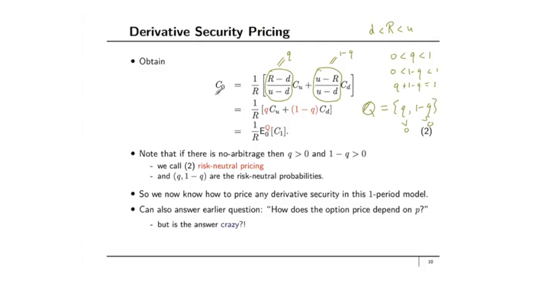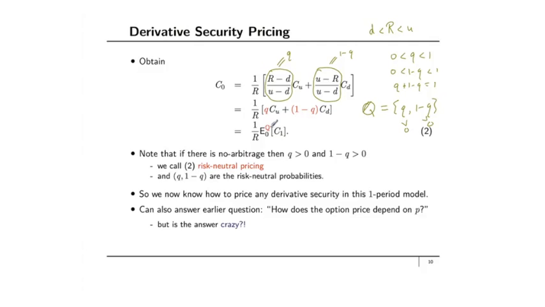And so I can write my derivative security price as 1 over R, which is the discount factor, times the expected value of the payoff of the derivative, which is C1, under the probability mass function Q. So what I've done is I've computed the price of the derivative payoff, and its price can be expressed as the expected value of the payoff at time 1 discounted under the risk-neutral probabilities. And this then is called risk-neutral pricing.